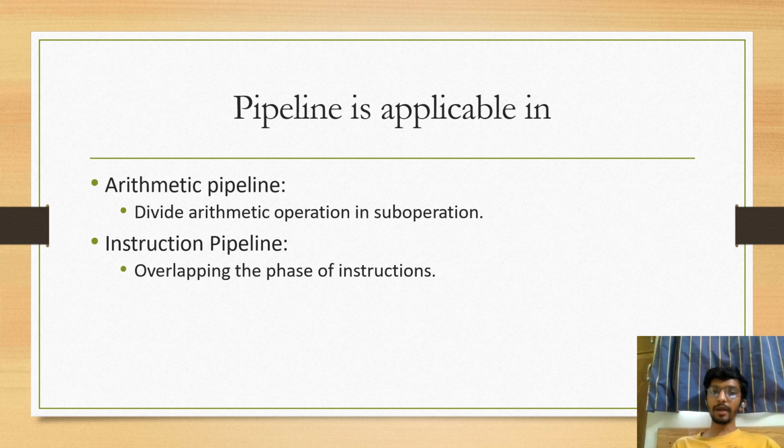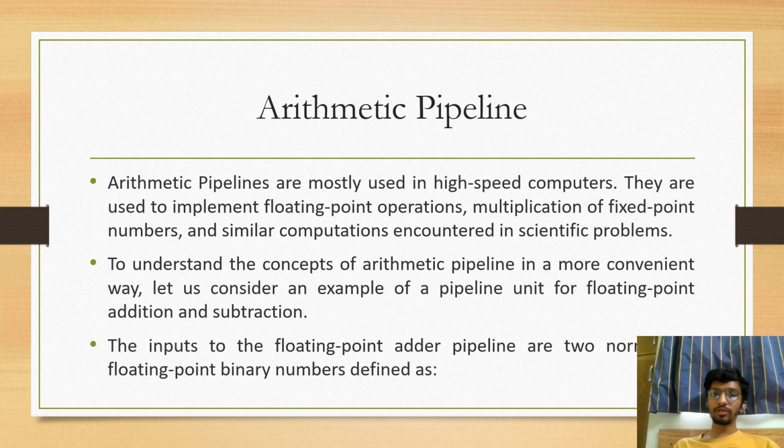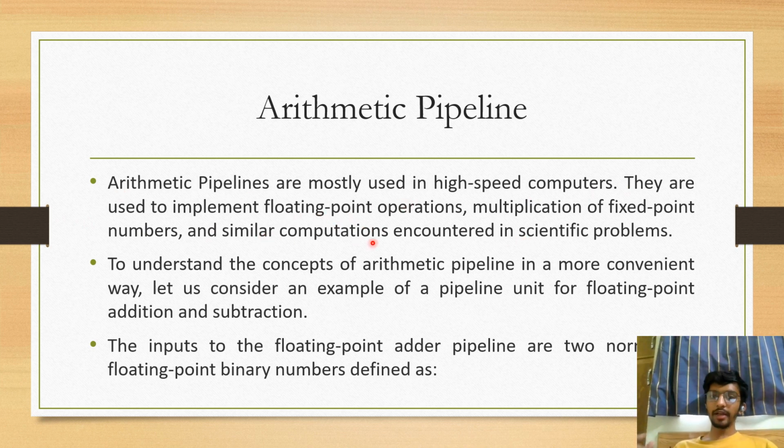Arithmetic pipeline means dividing an arithmetic operation into sub operations. It will divide operations like addition, subtraction, and so on. Arithmetic pipeline is mostly used in high speed computers. It is used to implement floating point multiplication, addition, fixed point numbers and similar computations encountered in scientific problems.